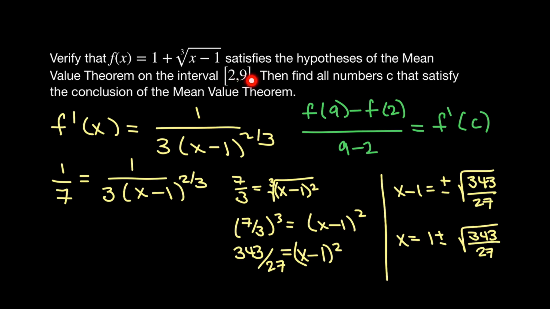The mean value theorem tells me that at least one of these numbers has to be between 2 and 9. And so I used my calculator, and the one with the plus sign is between 2 and 9. And so the number guaranteed by the mean value theorem is x equals 1 plus square root 343 divided by 27.